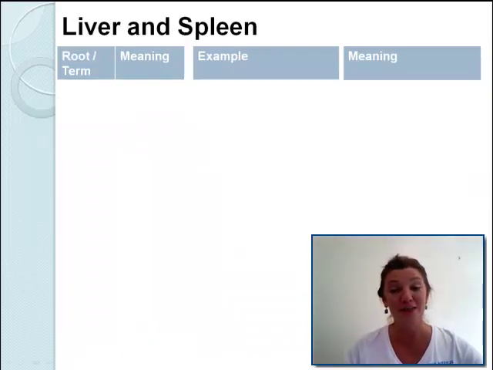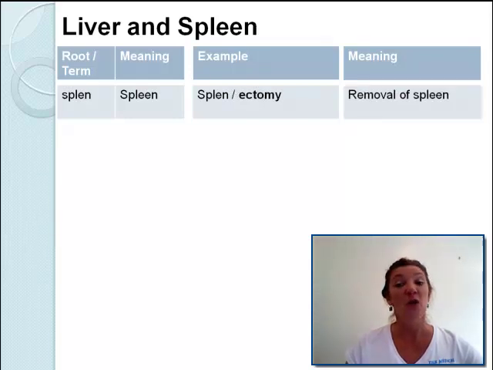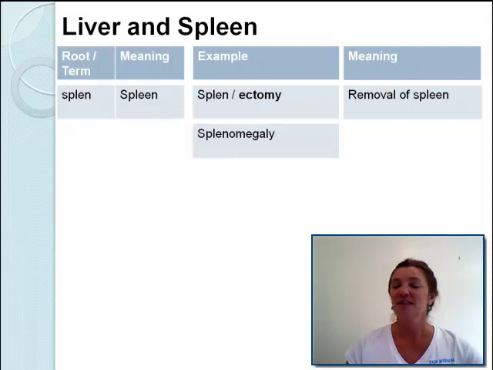The liver is closely associated with the gallbladder, but let's look at some terms associated with the liver and the spleen. Let's start with the spleen. Splen is our root word for spleen, so a patient may have a splenectomy. Ectomy means removal of, so it'd be removal of the spleen. Splenomegaly, let's break that one down. Megaly means enlarged, so splenomegaly would mean an enlarged spleen.